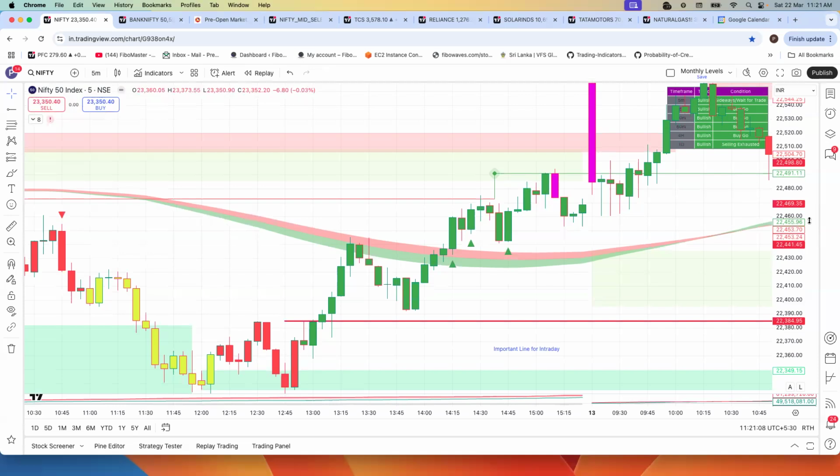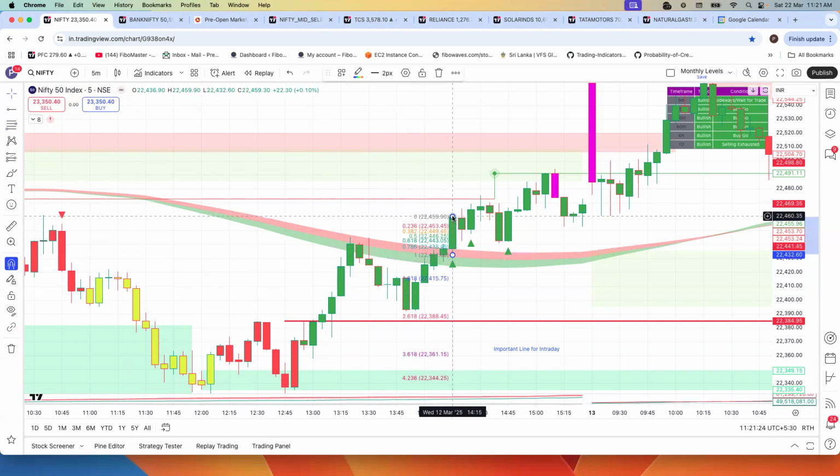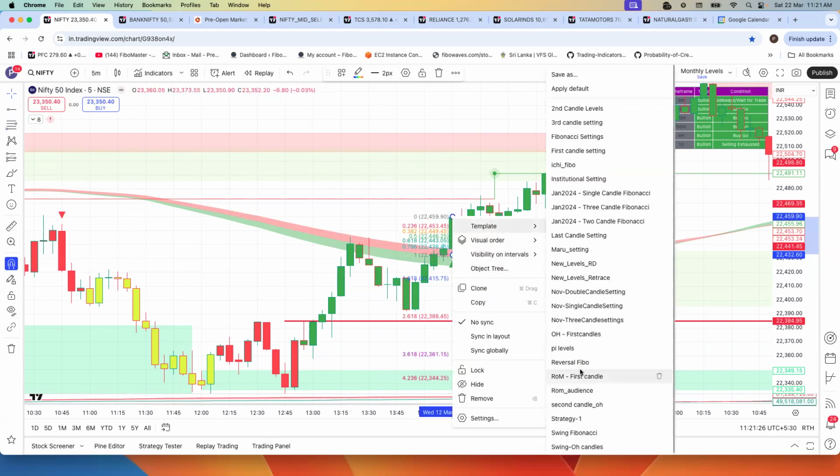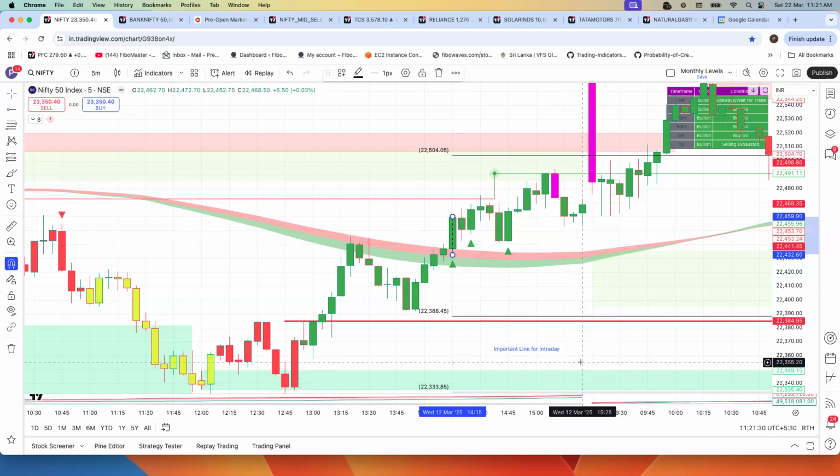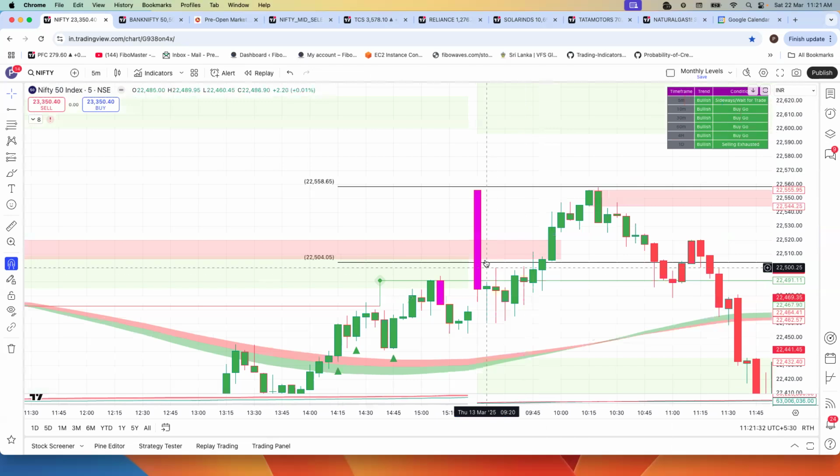Not sure? No, sir. Okay, the close is not above the cloud. This is the close above the cloud. So you have to take this particular candle alone. When you take that particular candle, you get the targets. Apply the reversal Fibo. So you get the target 1.